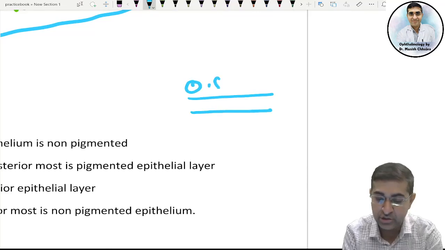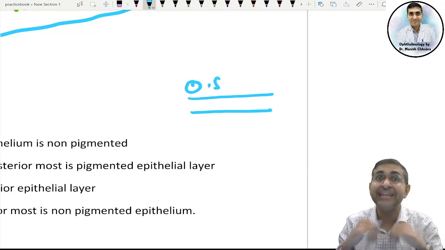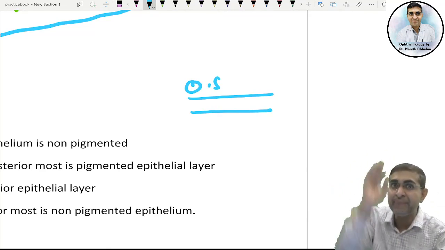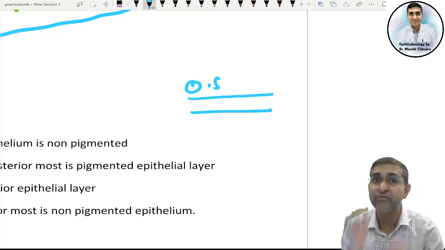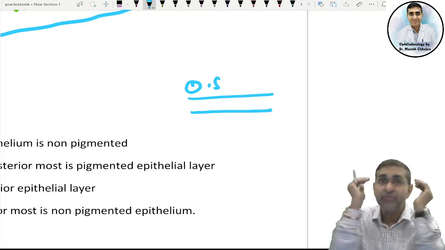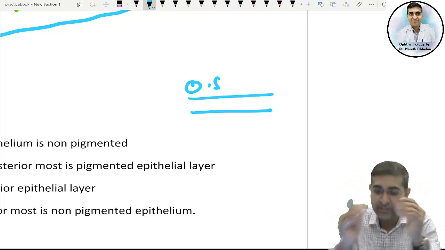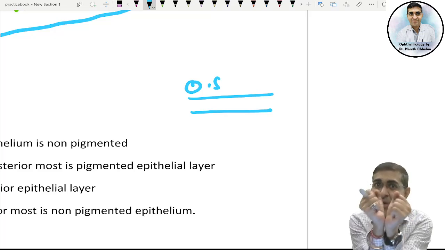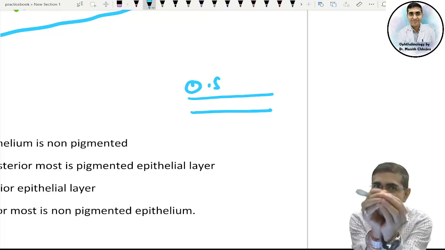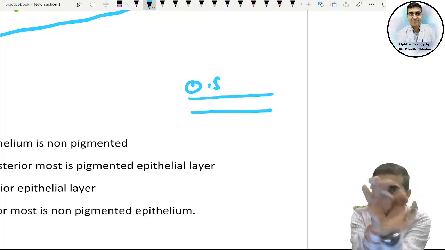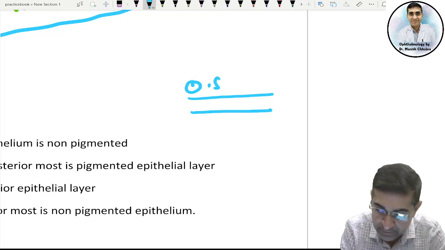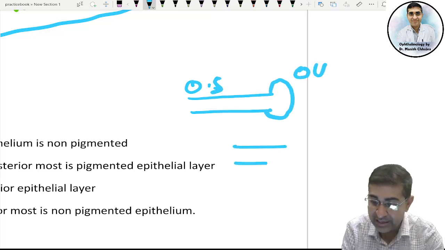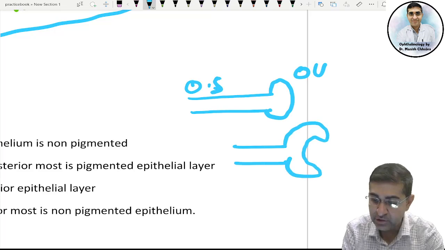So there is an optic stalk, which is a protrusion from the diencephalon, which is a part of the prosencephalon. You know the parts of the brain: prosencephalon, mesencephalon and rhombencephalon, forebrain, midbrain and hindbrain. From the prosencephalon there is the diencephalon, from which the optic stalk arises, and this optic stalk's distal end gets transformed into the optic vesicle, which later gets transformed into the optic cup.